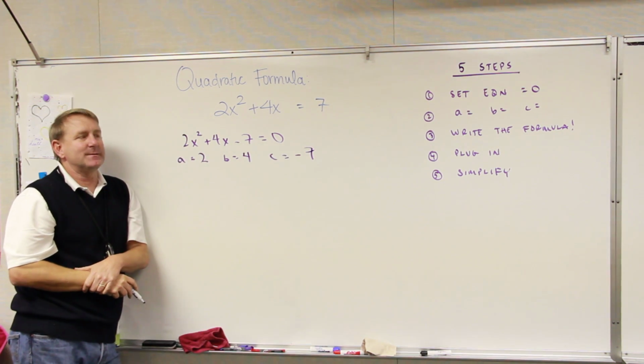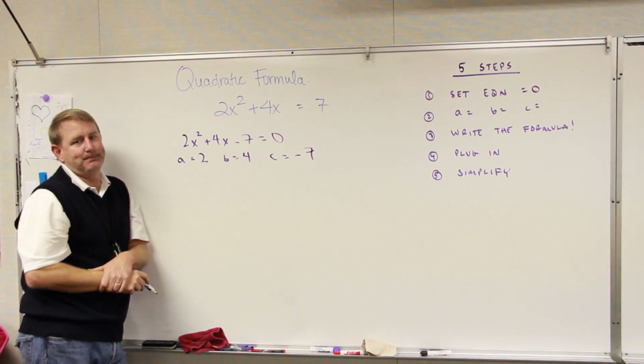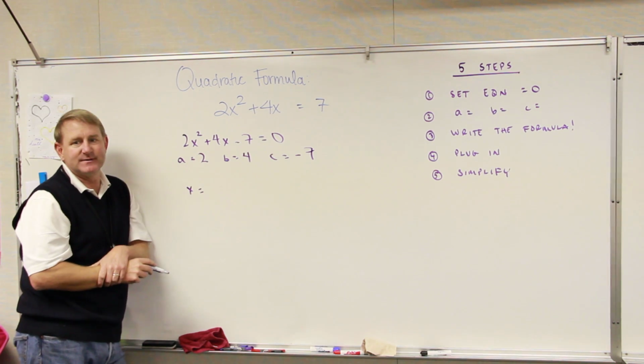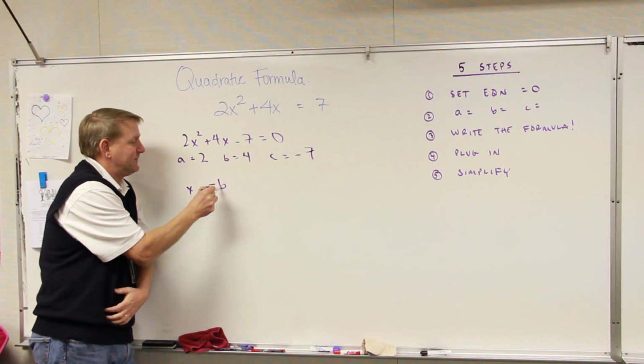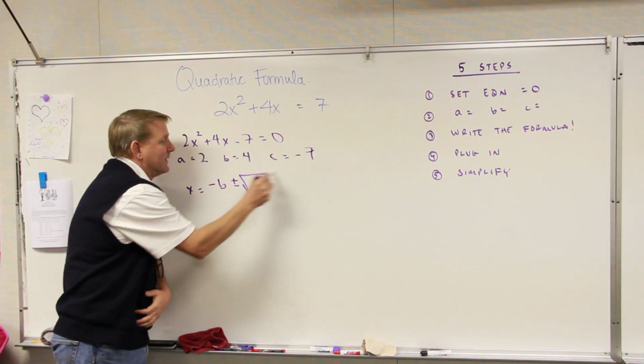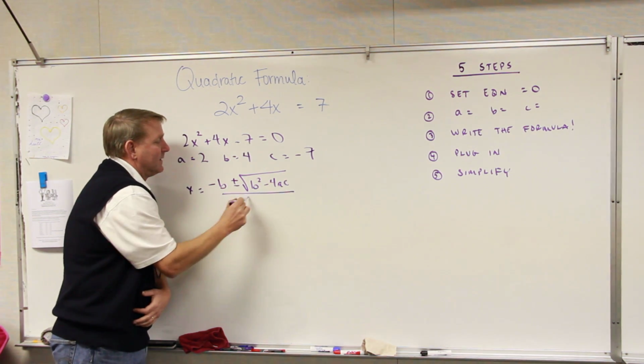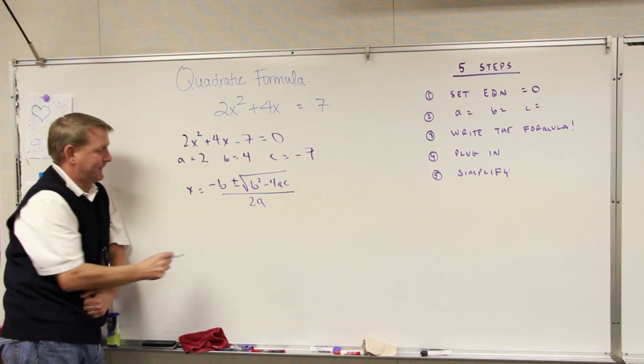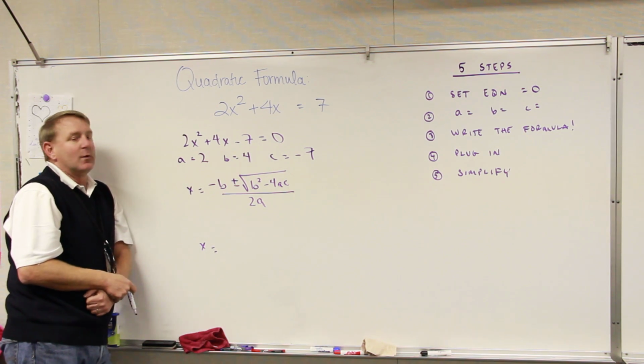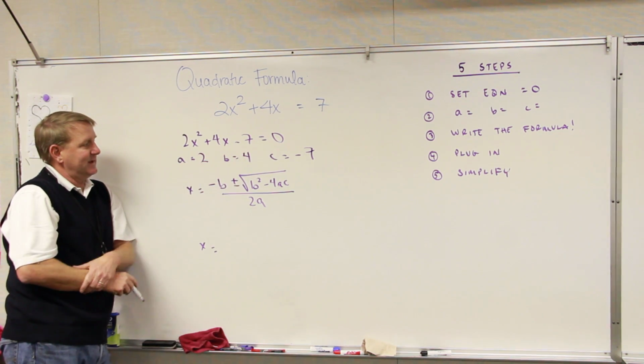Third step, don't skip this one. Write down the formula, okay? You won't have to memorize, you won't have to sing any songs if you just do this every single time. So x equals the opposite of b plus or minus the square root of b squared minus 4 times a times c, all of that over 2a. Okay? Fourth step, we're going to plug in a, b, and c into this formula.